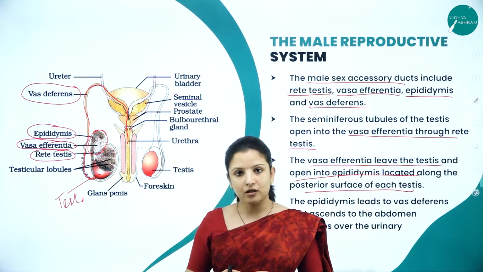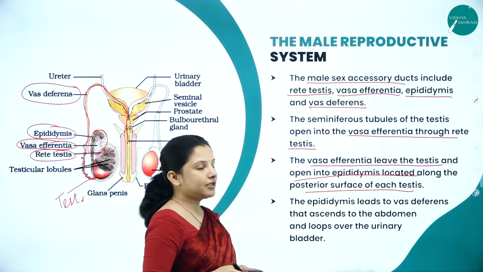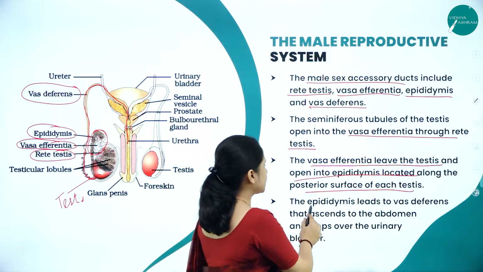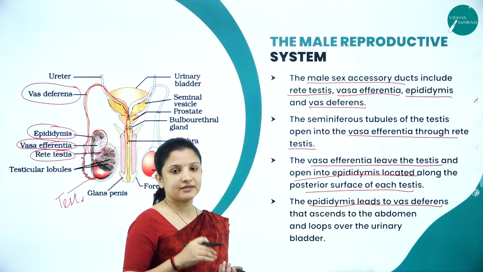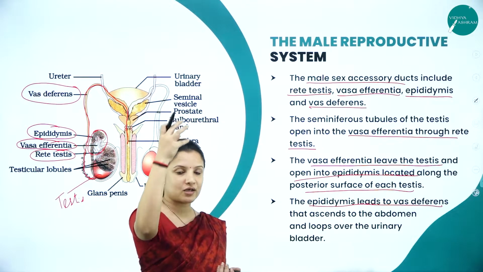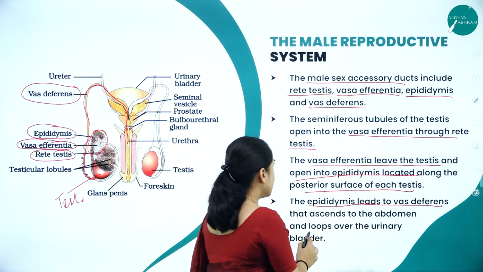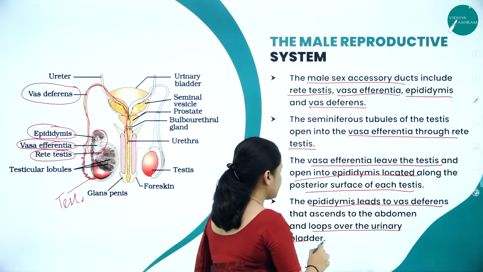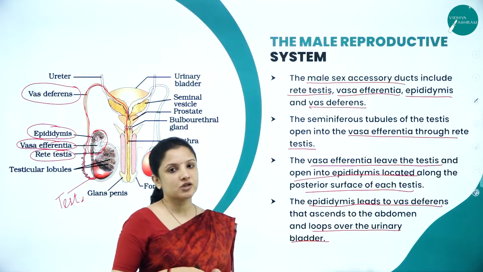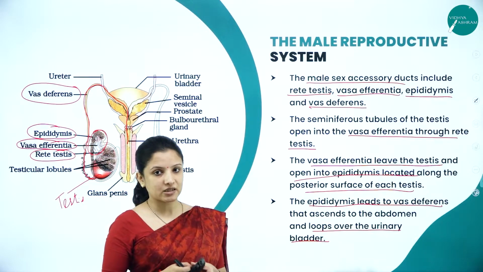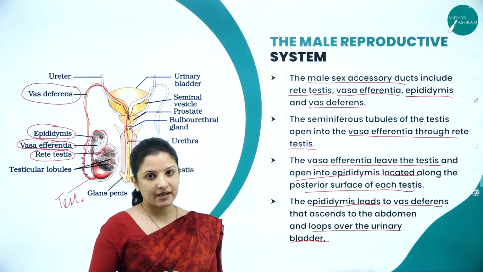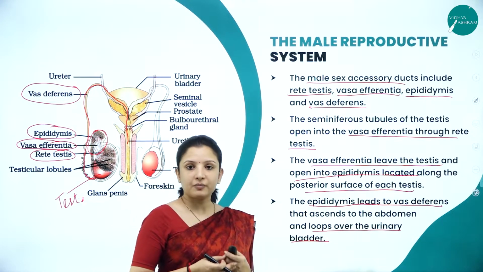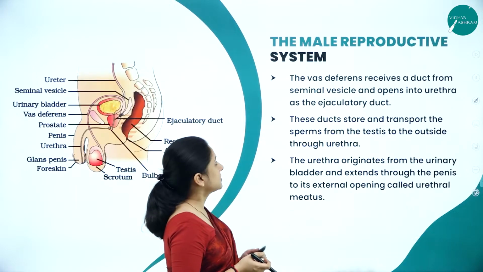They are actually located. And the epididymis finally leads to the vas deferens, and that vas deferens continues towards the abdomen and loops over the urinary bladder, entering into the external genital area. So this is how the male reproductive system is arranged, or the different parts of the male reproductive system.